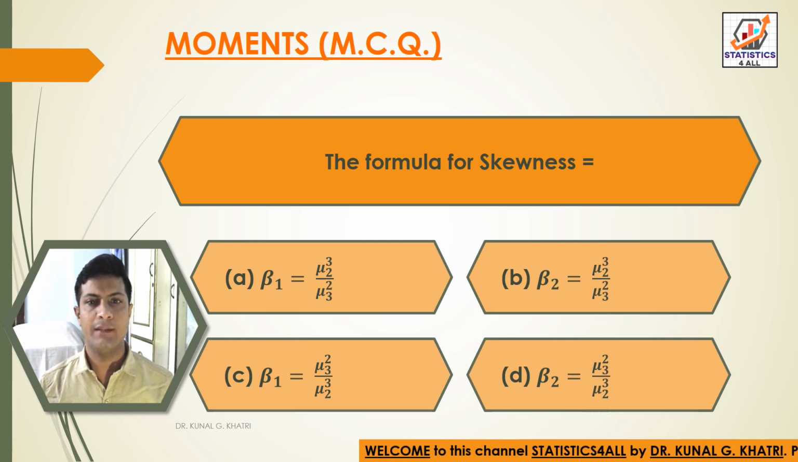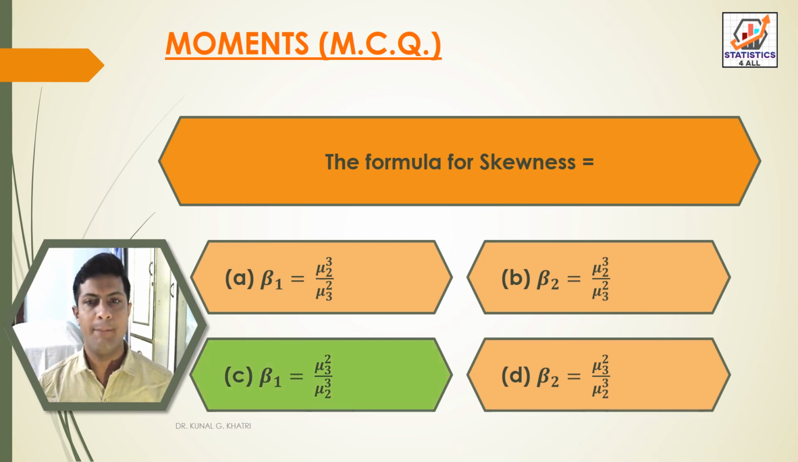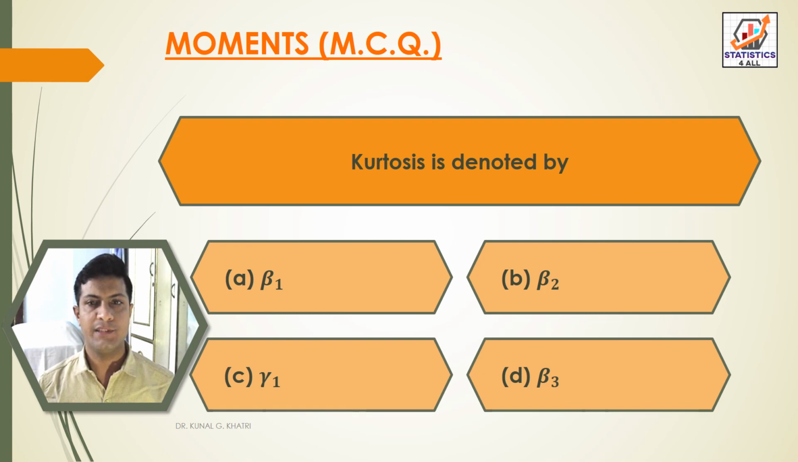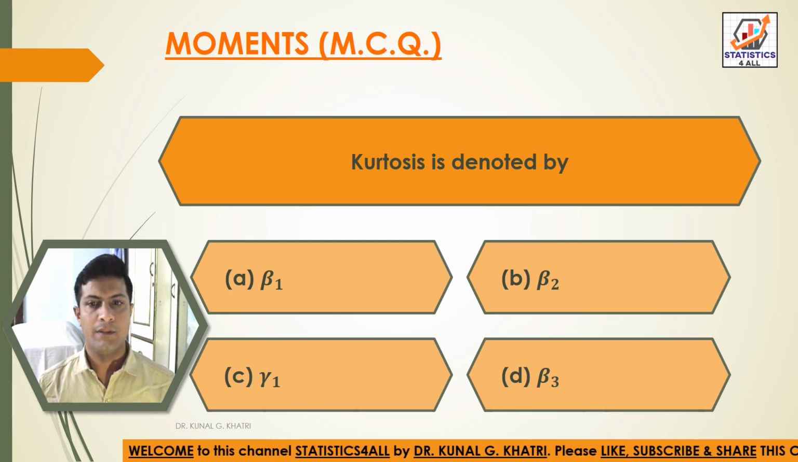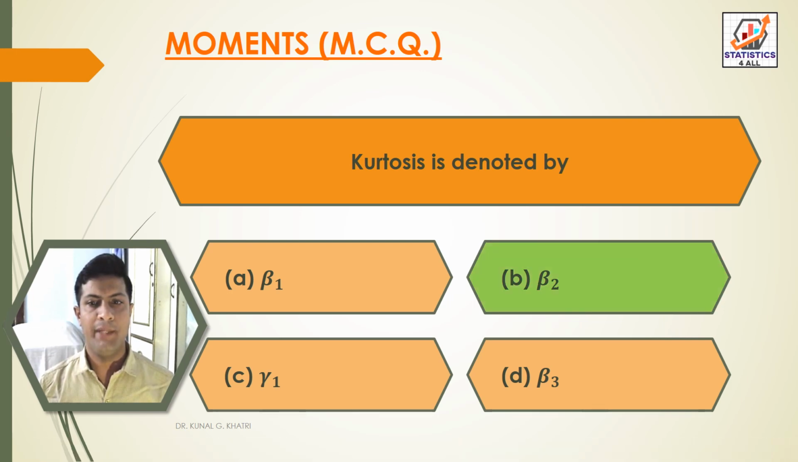So here we have answer option C, beta 1 is equal to mu 3 square divided by mu 2 cube, is the formula for skewness. Next question. Kurtosis is denoted by option A beta 1, option B beta 2, option C gamma 1, option D beta 3. So here we have answer option B, that is beta 2. Kurtosis is denoted by beta 2.